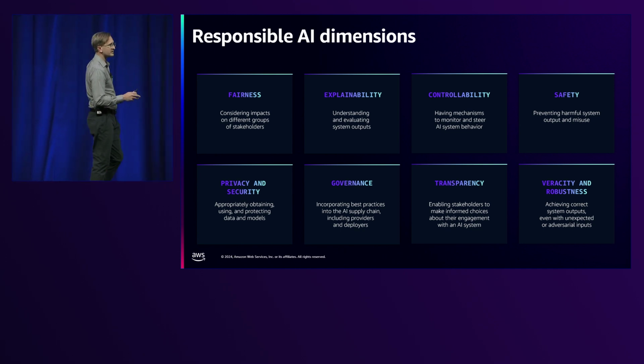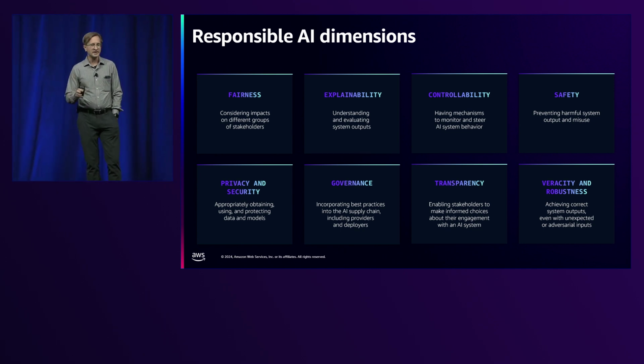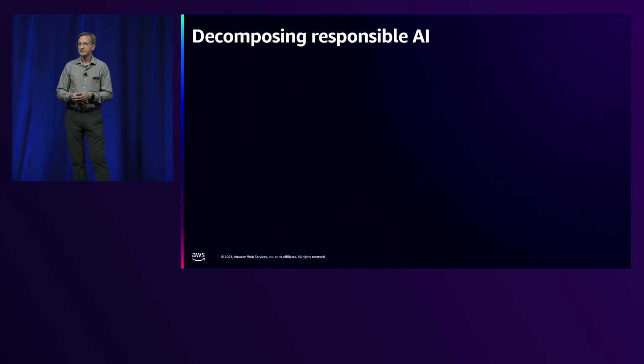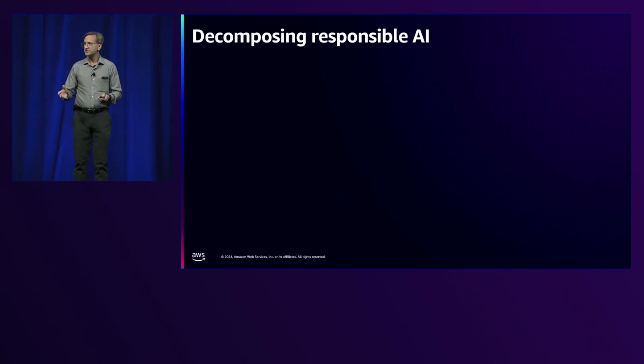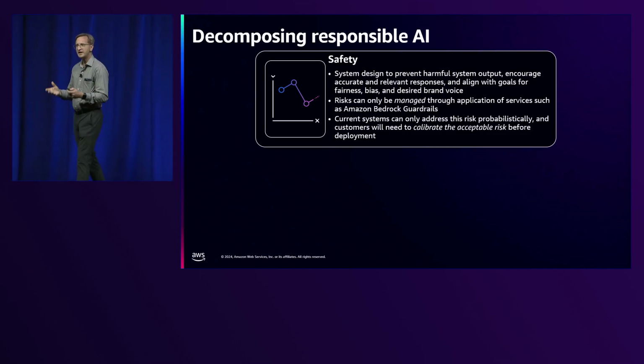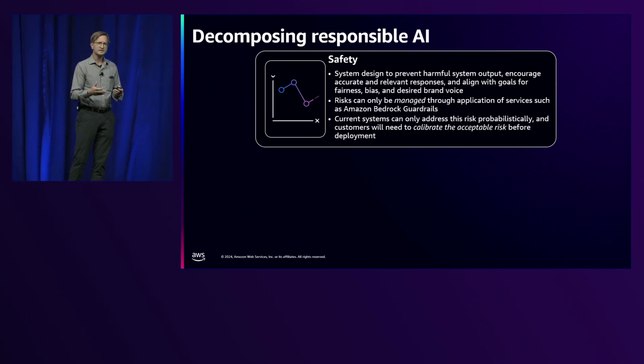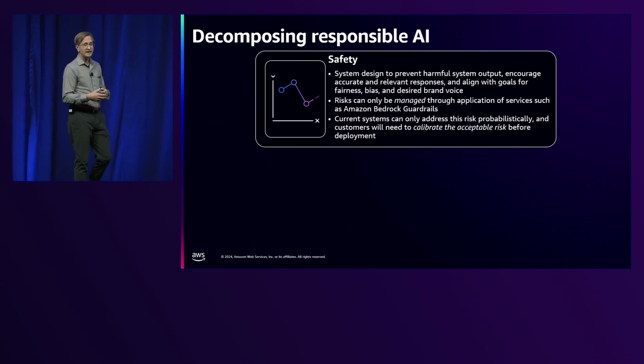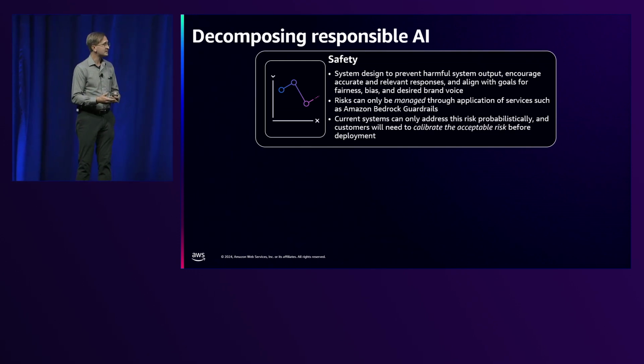And so when I talk to customers, what I like to do is take these 8 dimensions of responsible AI and break them down into 2 different broad categories. I call this decomposing responsible AI. We'll start with safety. So safety of an AI system, the way that I typically talk about it with customers, is how do we design these systems to prevent harmful system output, encourage accurate and relevant responses, and align with those goals for fairness and bias. You all have a brand voice, I'm sure, for your individual companies, right? You want to make sure that your AI systems reflect that, for example.